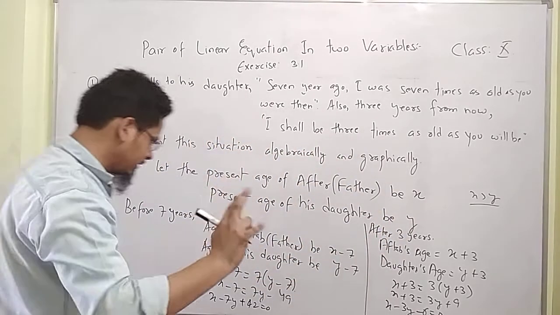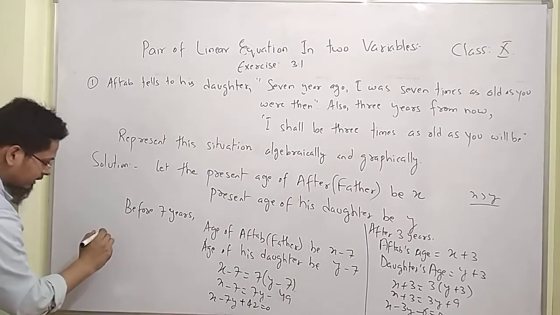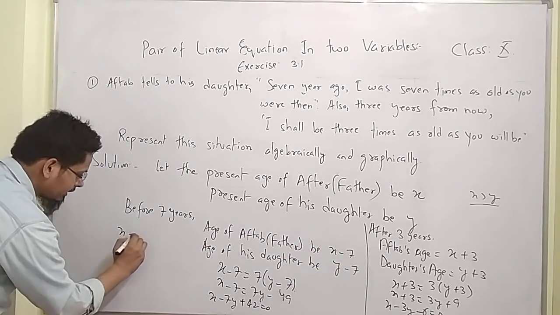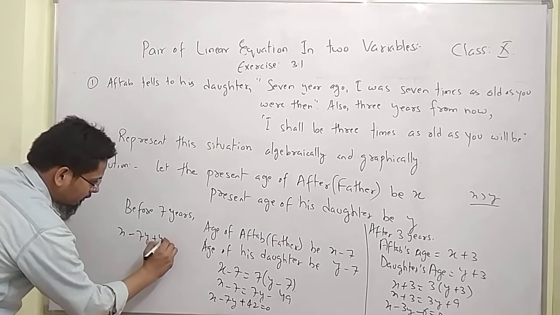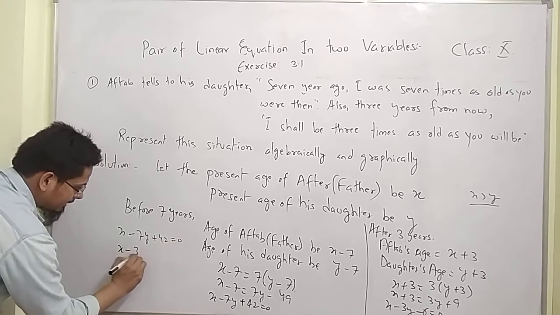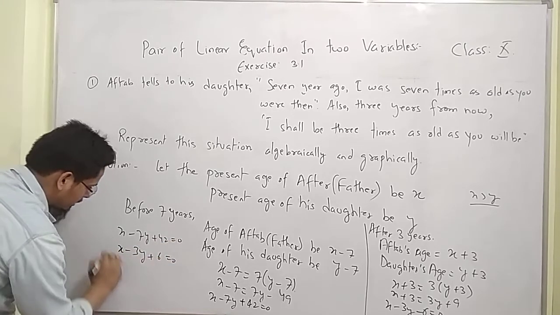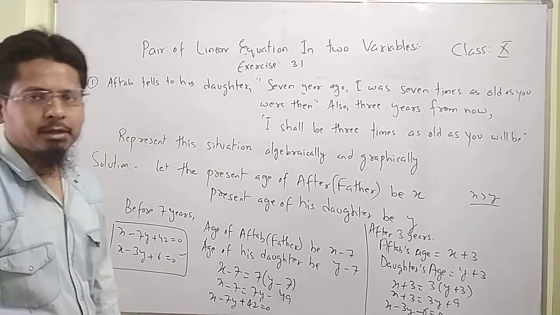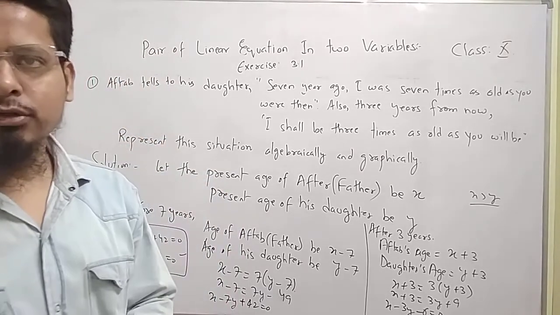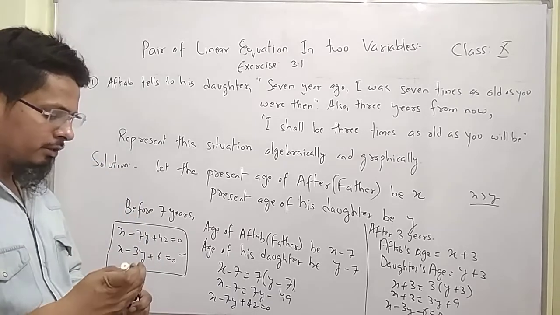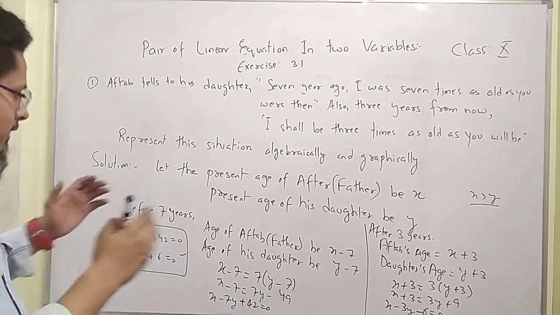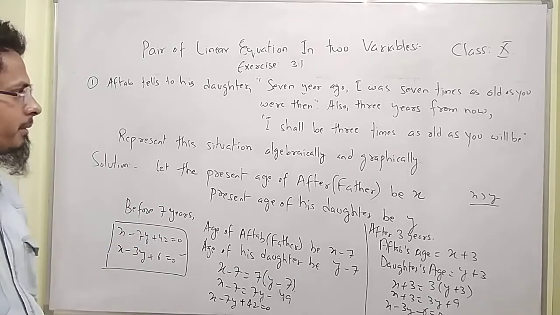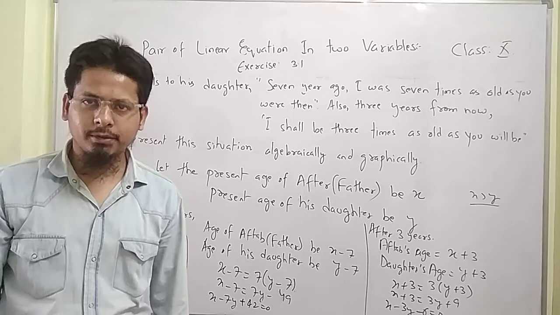Now we have two equations. Now I am blocking both the equations here, students. The first equation, after completing this part, starting from here, is x minus 7y plus 42 is equal to 0, and x minus 3y minus 6 is equal to 0. Algebraically, I have represented the complete situation. After this, now I am going to show how to represent both the equations graphically on a graph.